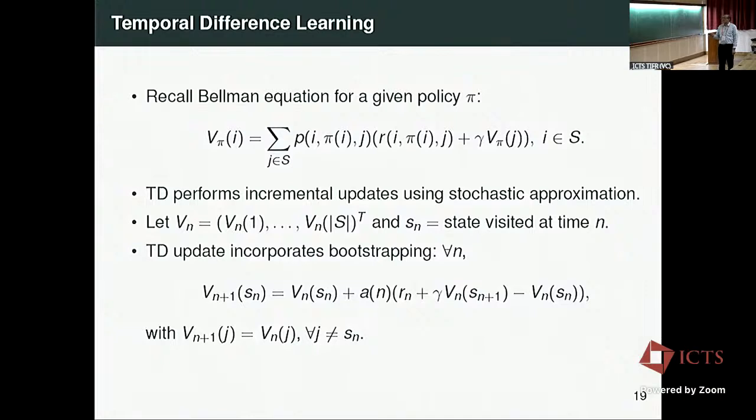Let's say Sn is the state that is visited at time n. So the TD algorithm, in the lookup table case, essentially tries to track this equation. Sn is the state visited at time n. So we are actually implementing an asynchronous update algorithm. You only update components of the value function that are the states that are visited at that particular instant. So state Sn is visited at time n. That particular component of the value function gets updated, and all other components stay the same as before. Whatever their earlier values were, you carry them forward.